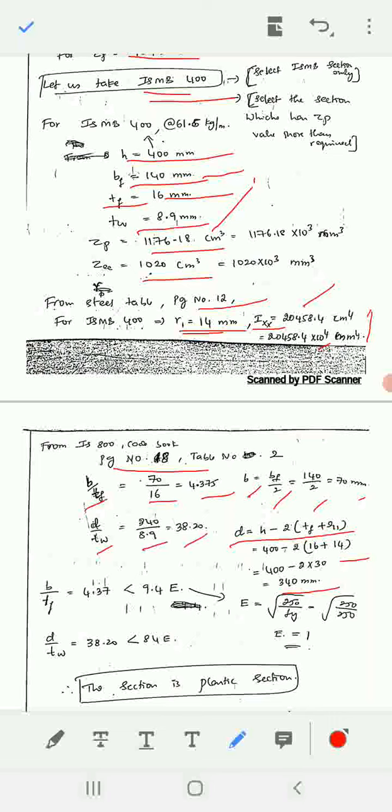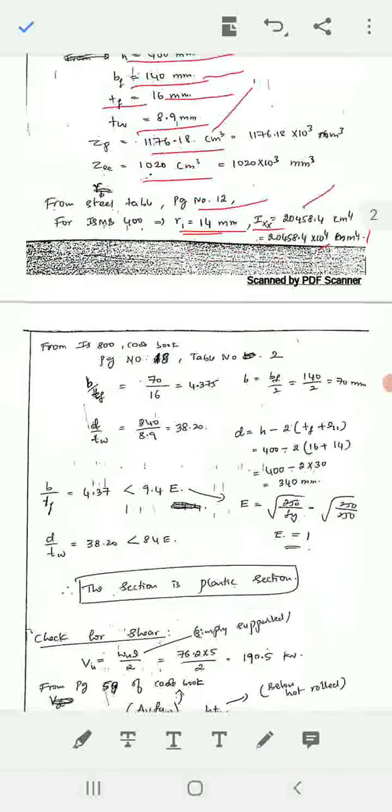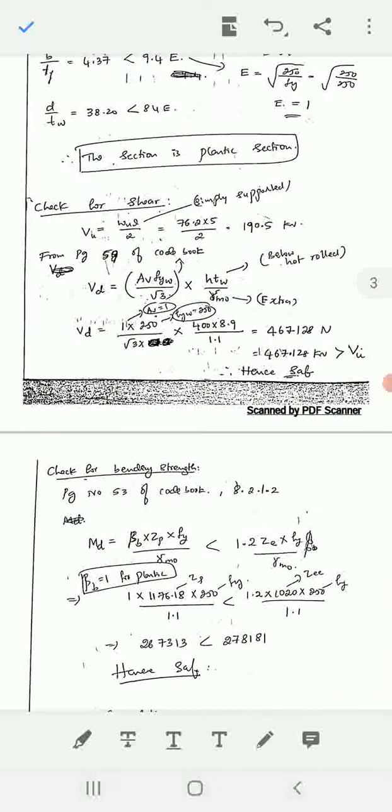These two values, 4.37 and 38.20: 4.37 should be less than 9.4 E. That condition is there in the code book itself. E is nothing but 250 by root fy. E is always 1, remember. Okay, then you will get less than 9.4, okay, and less than 84, okay. The section is a plastic section. Always you will be dealing with a plastic section itself.